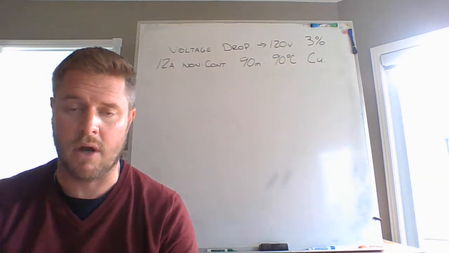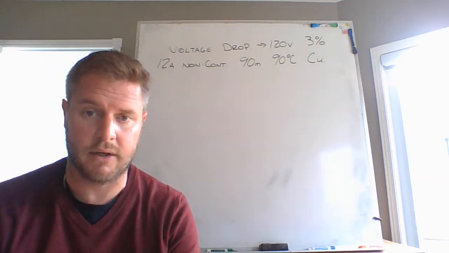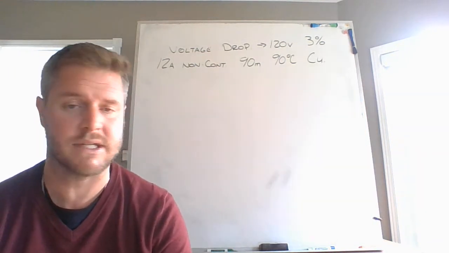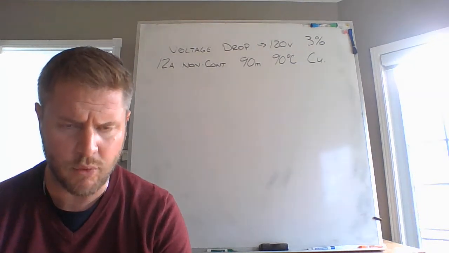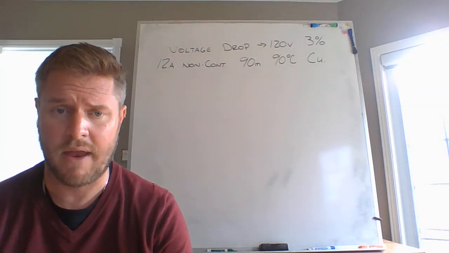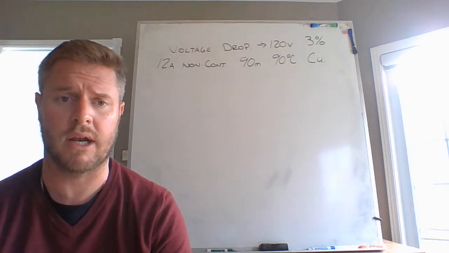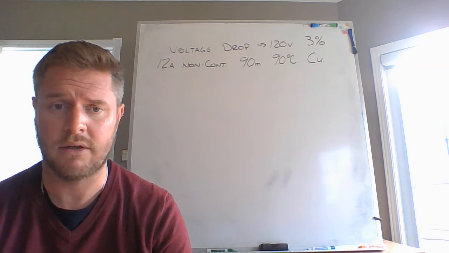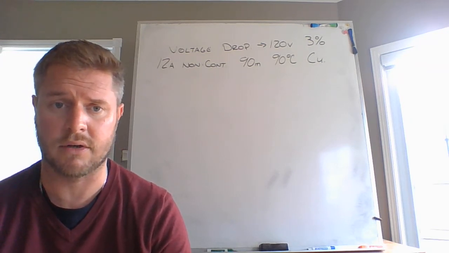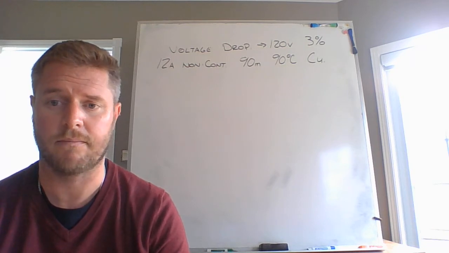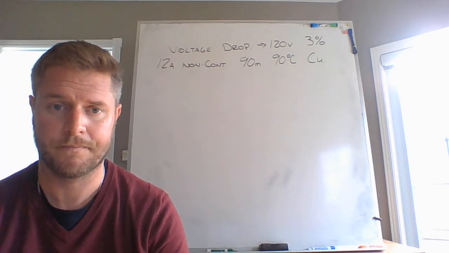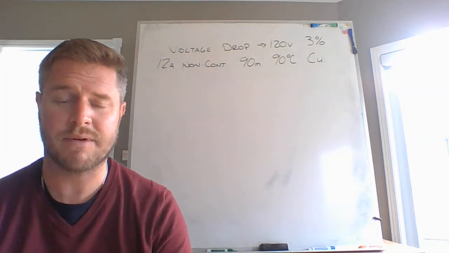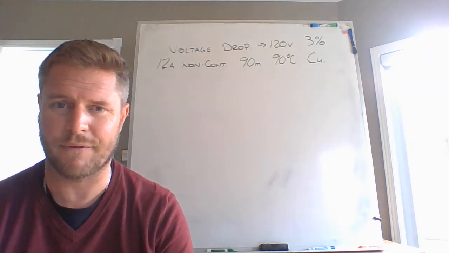I'm looking at 12 amps non-continuous, taking the guesswork out of the calculation. I'm not expected to see any more than 12 amps. However, my load that's 12 amps is 90 meters away, and I am running 90 degrees Celsius rated conductors, constructed of copper. So: 12 amps non-continuous load, 90 meters away, using 90 degrees Celsius copper conductors, 120 volt circuit, 3% voltage drop maximum, no more. Because it's non-continuous, I am subject to Rule 14-104. Does that make a difference for us right now?